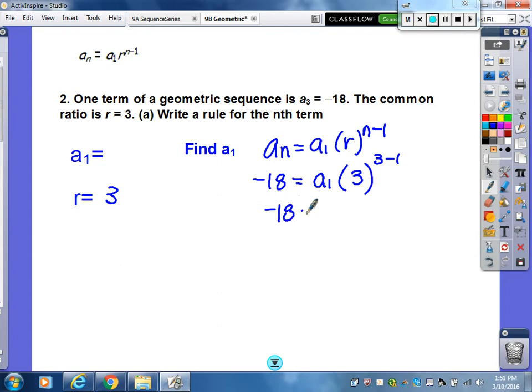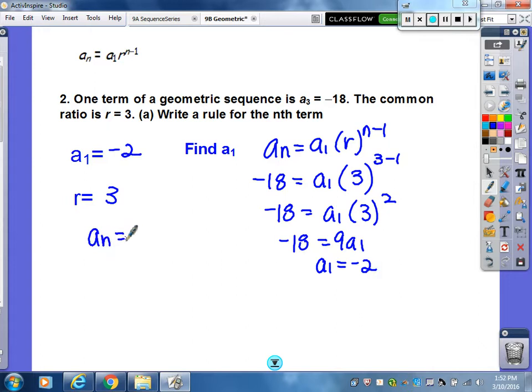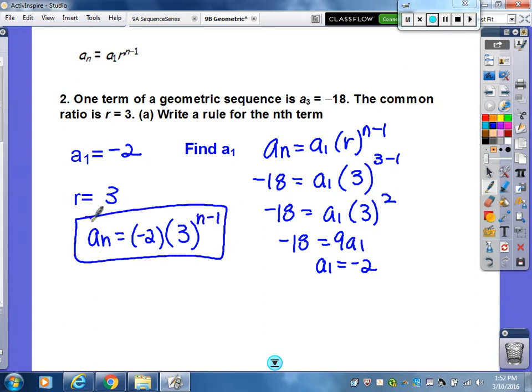So we've got negative 18 is equal to a sub 1 times 3 squared. So negative 18 is equal to 9 a sub 1. So my first term is equal to negative 2. Now your formula, or your rule: first term times my ratio to the n minus 1. So there's your answer. And I didn't ask you to find another term, so we're done with that one.